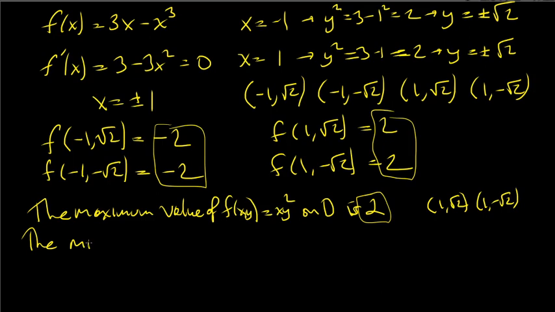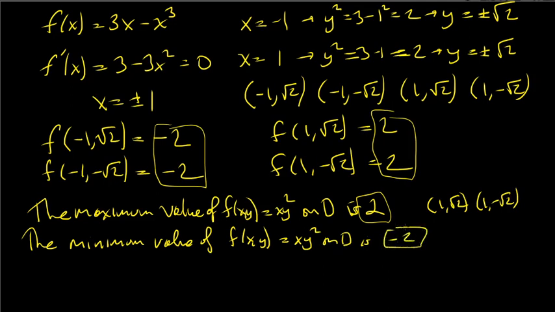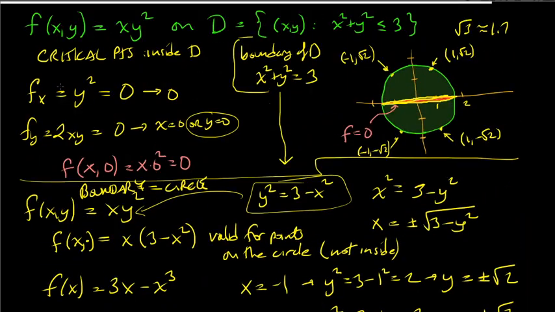And finally, the minimum value of the function f on the disk D is going to be -2. And that occurs at the 2 points where x is negative 1. So on this disk, at this point here and this point here, f is going to be equal to 2.